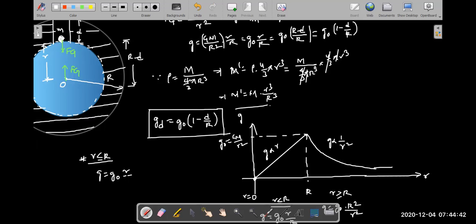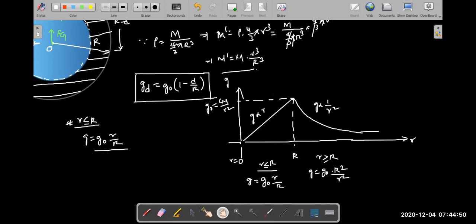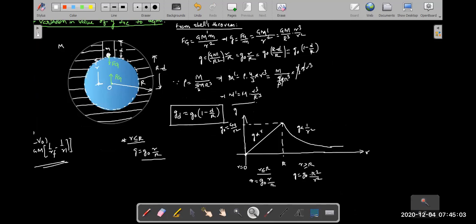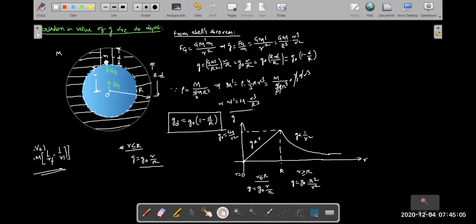Did you get the logic? So I've used these two. I did not write it in terms of height and depth. I plotted how it is changing from the center of the earth. At the center of the earth, you feel weightless. As you're moving away, it will increase linearly. At the surface of the earth, you experience maximum weight, and as you're moving away, it will decrease hyperbolically.